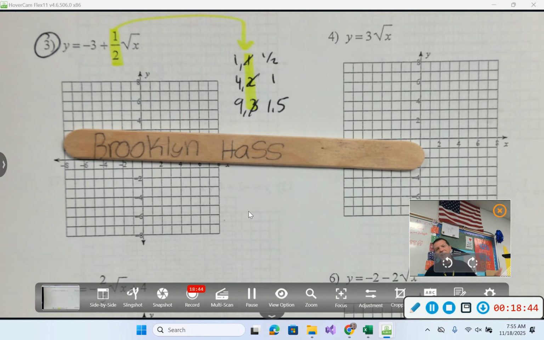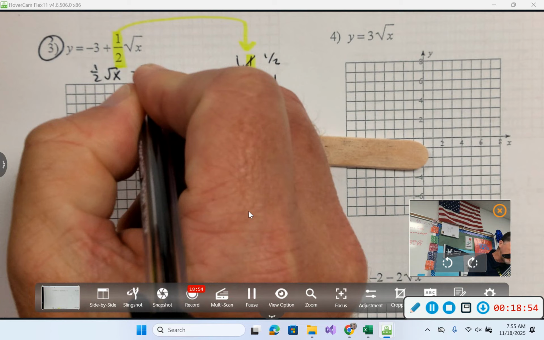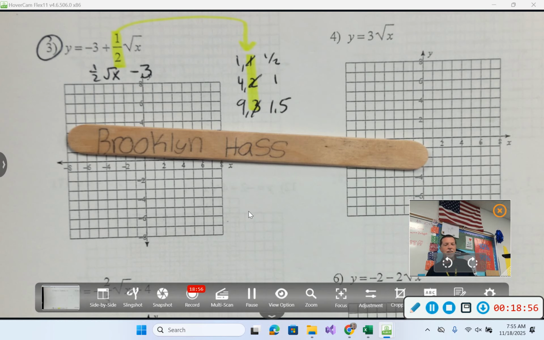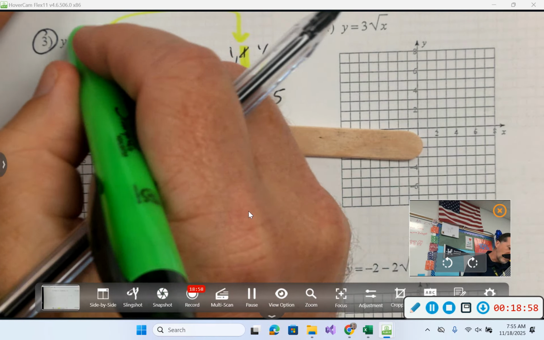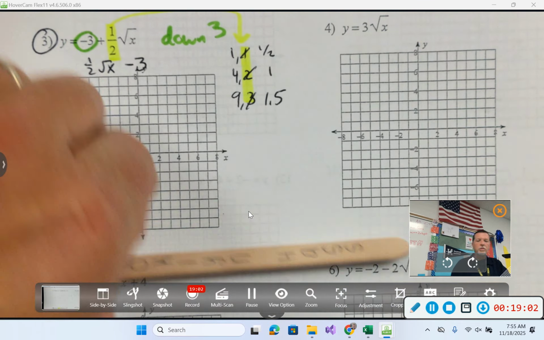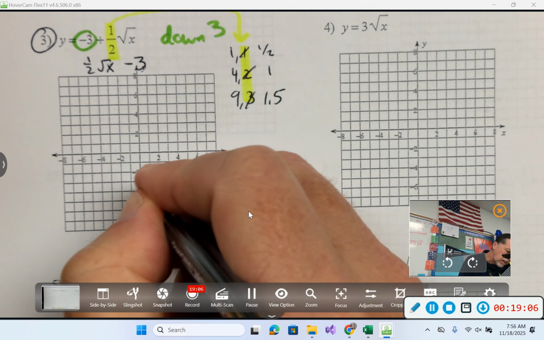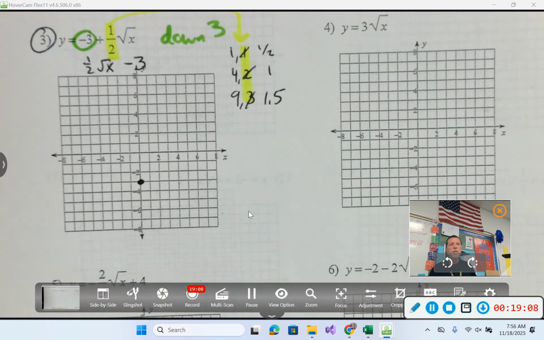But Brooklyn, there's still that negative 3. Do you know what that does? It goes down. It goes down 3. It just is in the wrong spot. Like this would look a lot better if we had written, or if they had written the minus 3 at the end. But that doesn't change anything, the fact that they put it at the beginning. So down 3 to start with. And then we'll have a squished square root.